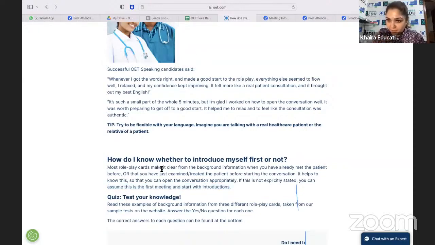Sometimes in your role play cards, it will be mentioned that you have just finished examining the patient, or that this is a follow-up visit, or you are making a home visit. So in those cases, you obviously have met the patient before, right? In a follow-up, you would have met the patient before. If it's a home visit, an appointment must have been scheduled. So it's likely to assume that you've met the patient before, or that you know at least who the patient is.